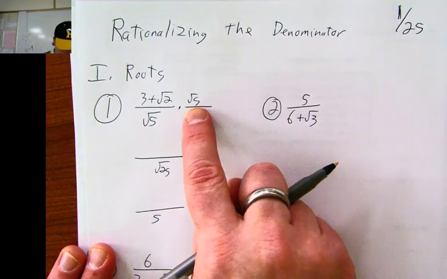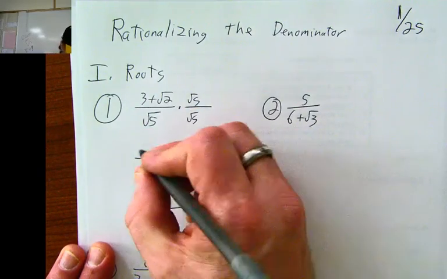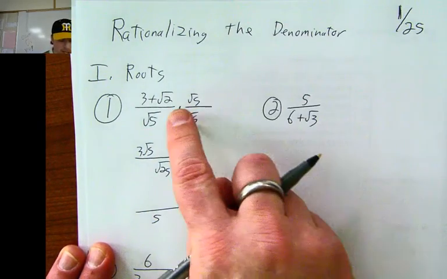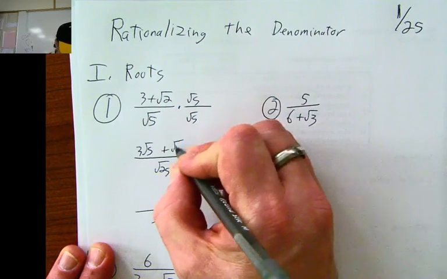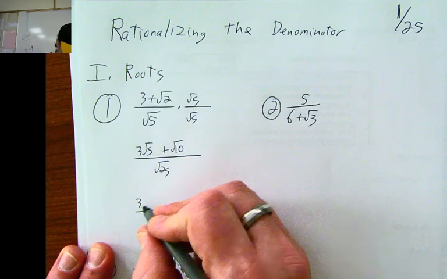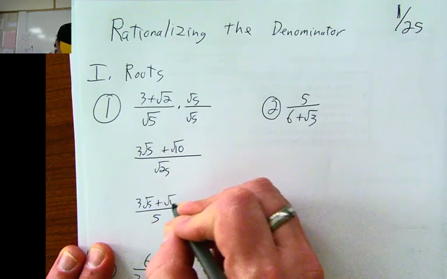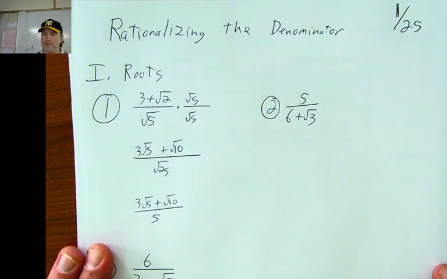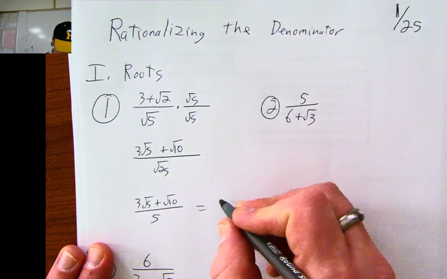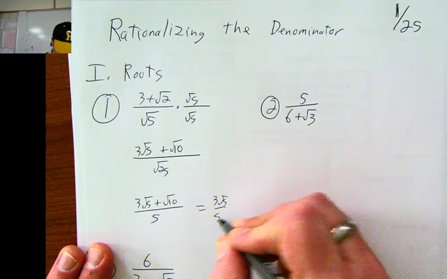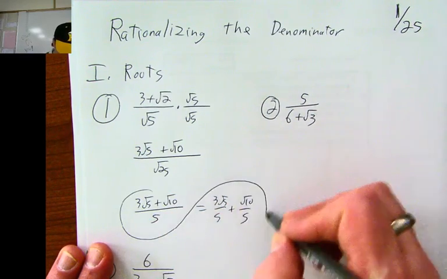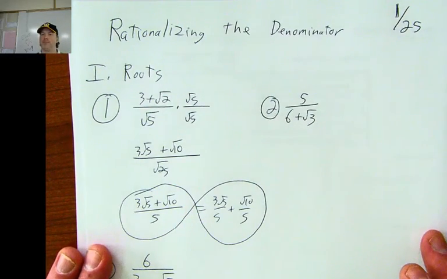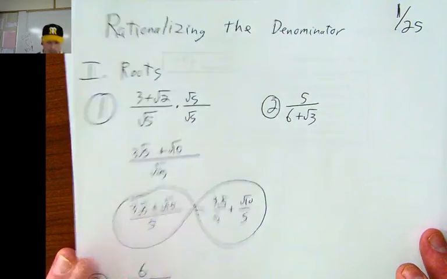On the numerator, 5 times root 3 is 3 root 5, and root 2 times root 5 is root 10. So at the end of the day, I have 3 root 5 plus root 10 all over 5. And I like my answer like that. Some people would break it up into 3 root 5 over 5 plus root 10 over 5. I don't care. I think both answers look phenomenal. Okay, moving on to number 2.